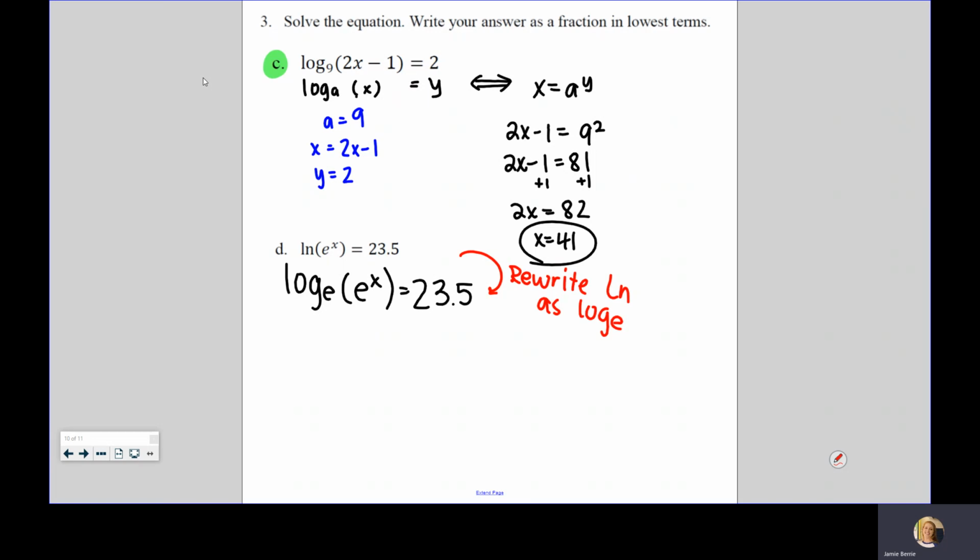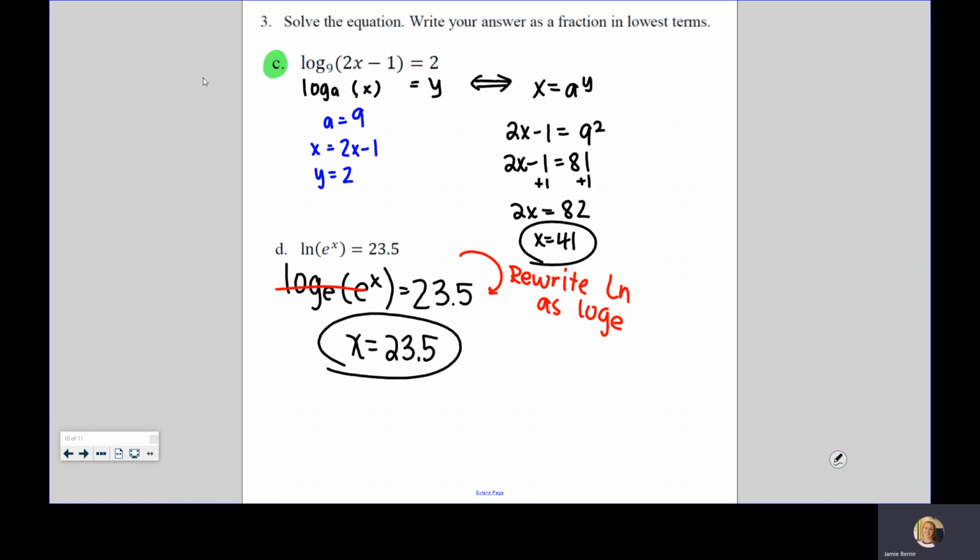Now you can use those properties of logarithms that say when the argument matches the base, they cancel out. And you're just left with x. So you have x equals 23.5. And you're done. So that's almost always the first step. Or you can just remember that ln and e cancel each other out. But that's almost always the first step when you have a logarithmic equation that involves a natural log: to just rewrite it as log base e.